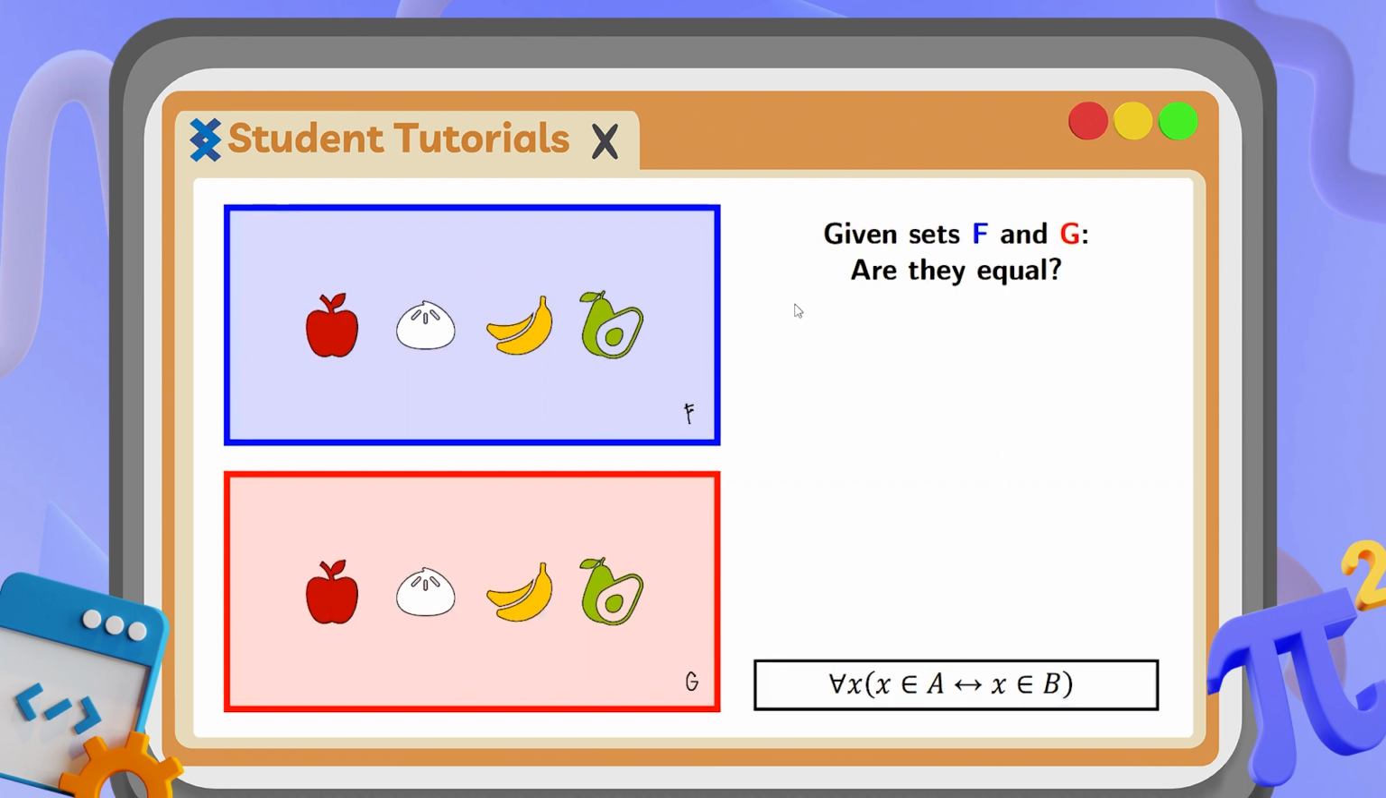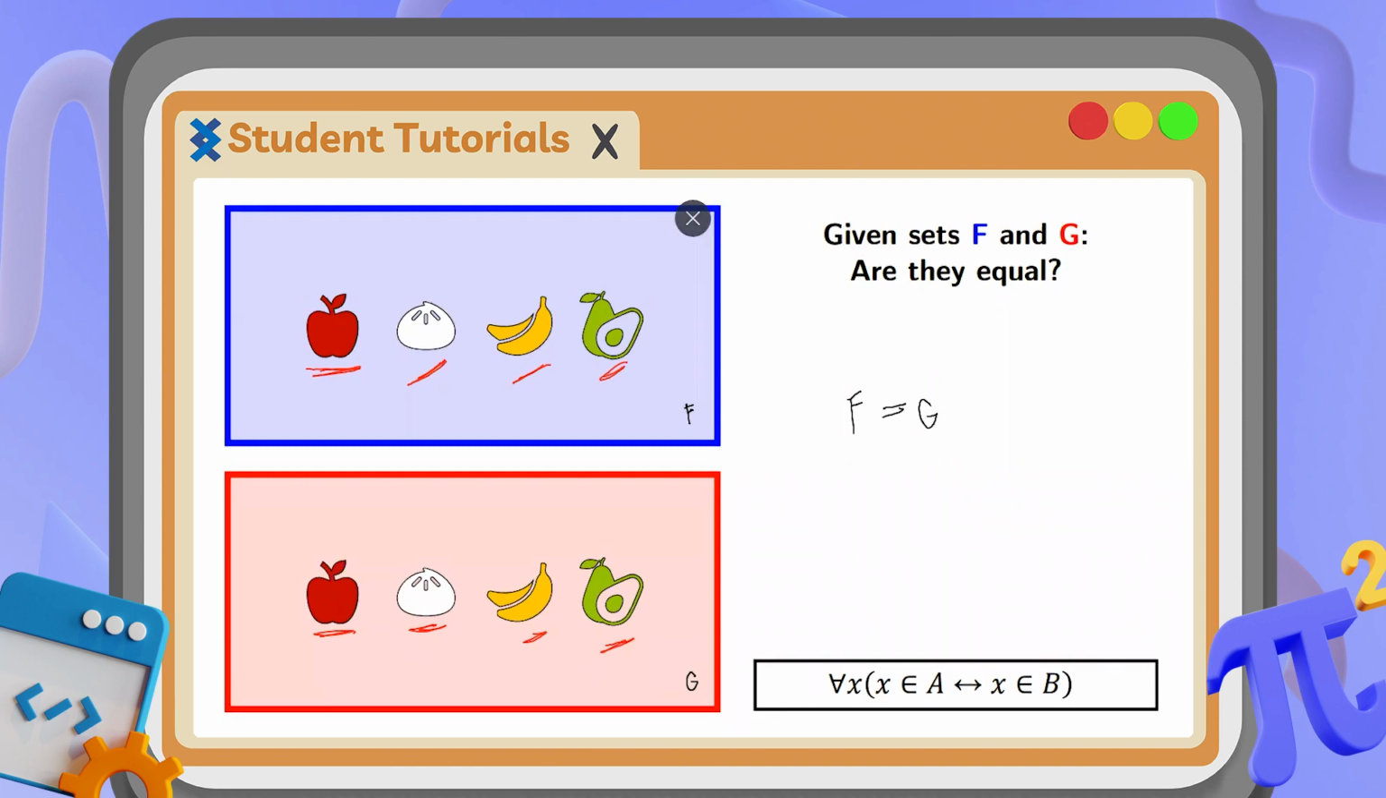Okay. So to determine this, we first look at set F. Since the apple is in set F, we need to also look for it in set G. And because it's here, then we're not yet done determining whether they are equal or not. So you need to continue to do this to the other elements. So the siopao is also in both sets, the banana is in both sets, as well as the pear. And because of this, we can say that set F is equal to set G.